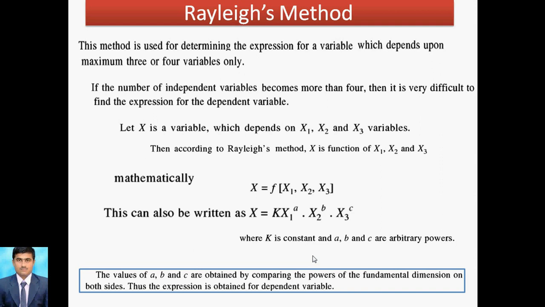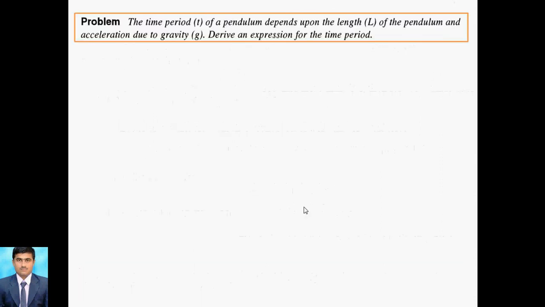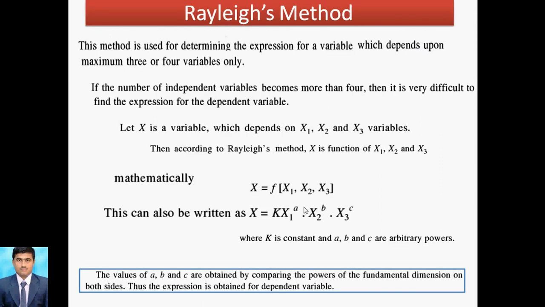Now these a, b, c are obtained by comparing the powers of fundamental dimensions on both sides, and the expression is obtained for the dependent variable. So these are the important terms. Only here we put in the values for x1, x2, and x3, and then we do the comparisons. That is nothing but Rayleigh's method. Again I repeat, Rayleigh's method depends on only 3 or 4 variables. If you use more than 4 variables, that process will be complicated.